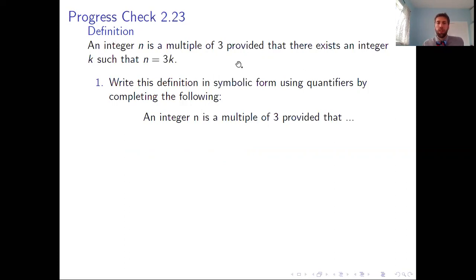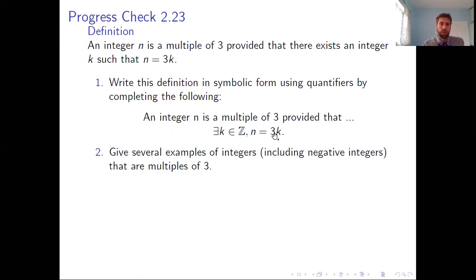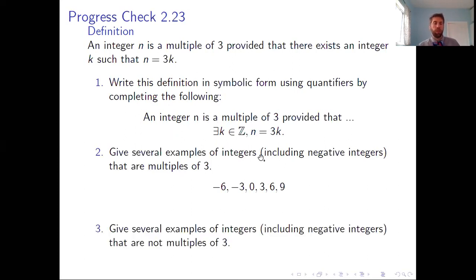So we're going to write this definition in symbolic form using quantifiers, completing the sentence. An integer n is a multiple of 3, provided that there exists a k in the integers such that n equals 3k. Give several examples of integers, including negative integers, that are multiples of 3. Here are some: -6, -3, 0, 3, 6, 9. Give several integers, including negatives, that are not multiples of 3. Well, you've got -5, -4, -2, -1, 1, 2, 4, 5.